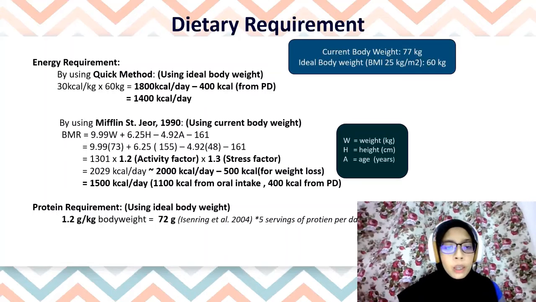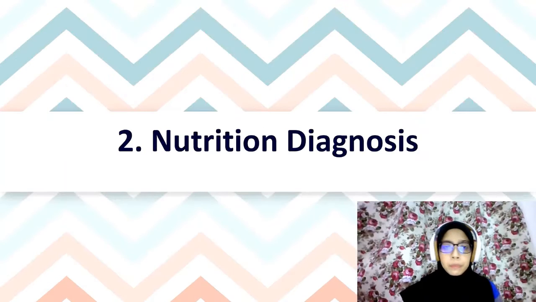So for protein requirement, by using ideal body weight, which is 60 kg times 1.2 gram per kg body weight, patient protein requirement is around 70 gram per day. For energy requirement, I choose to use quick method, which for me is more suitable for this patient.